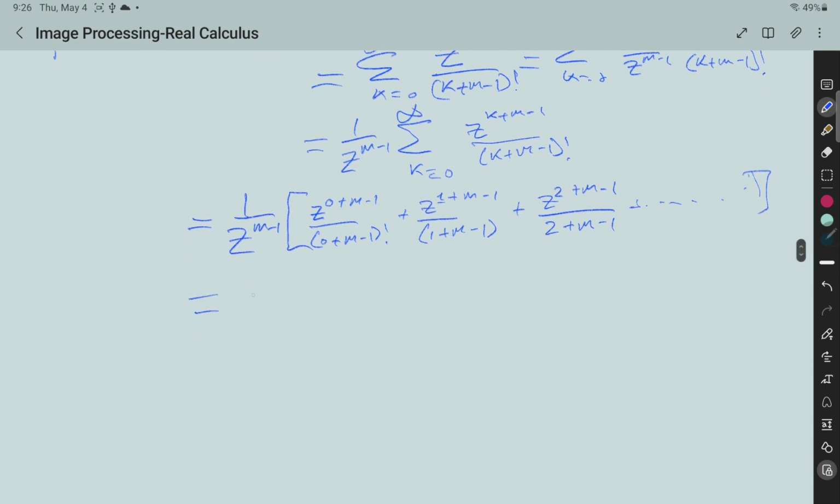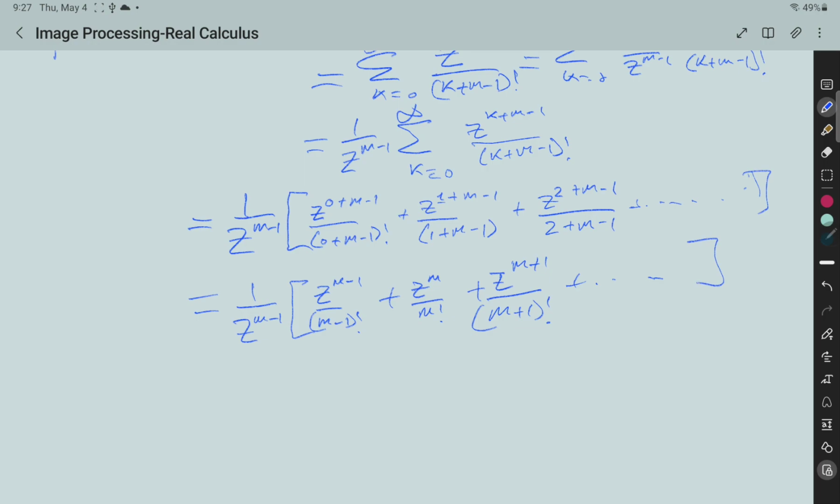So let me rewrite this. It's going to be 1 over z^(m-1). The first term in the bracket is just, the top is z^(m-1). Downstairs is (m-1)!. And then the next term, you see the 1 cancels this minus 1 here, so you have z^m divided by m!. And then the next term is going to be plus z^(m+1) divided by (m+1)!, and so on.